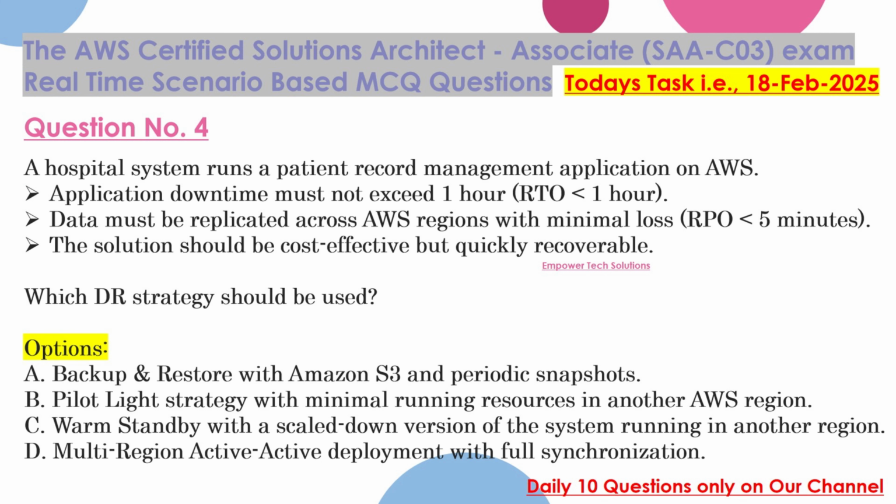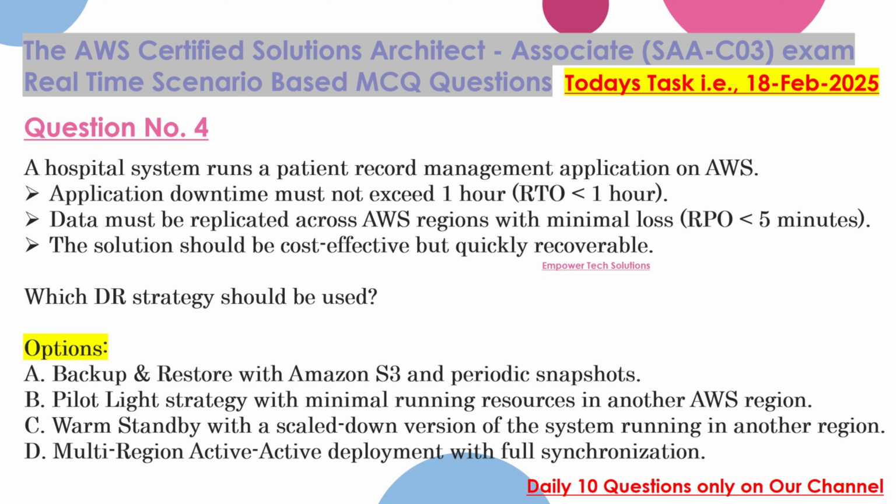Question 4. A hospital system runs a patient record management application on AWS. Application downtime must not exceed 1 hour, RTO less than 1 hour. Data must be replicated across AWS regions with minimal loss, RPO 5 minutes. The solution should be cost-effective but quickly recoverable. Which DR strategy should be used?